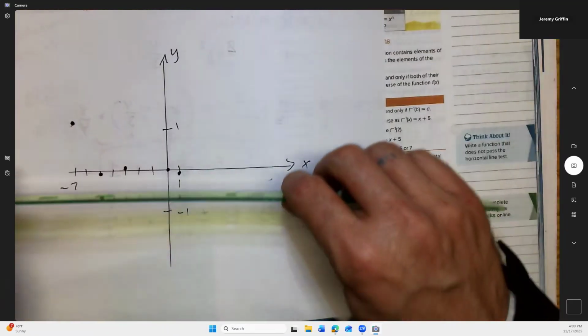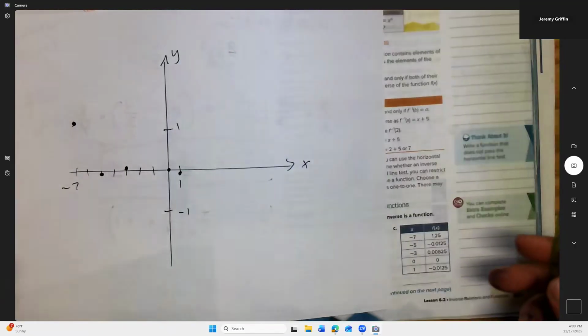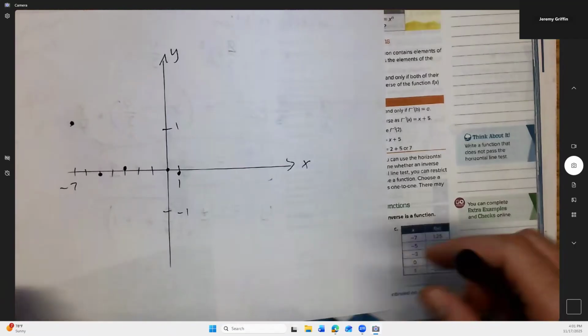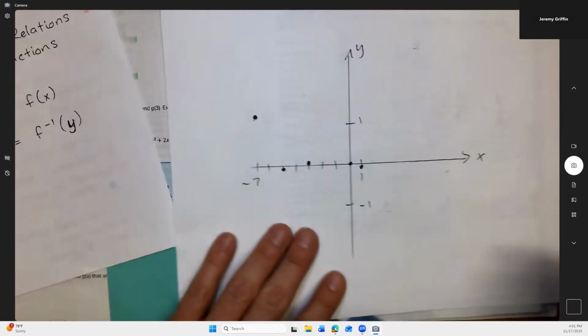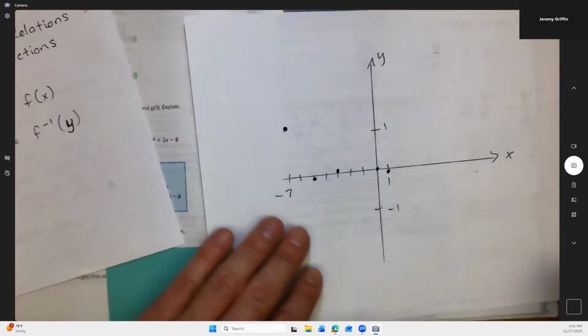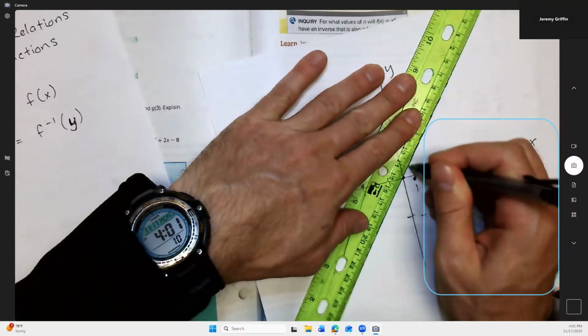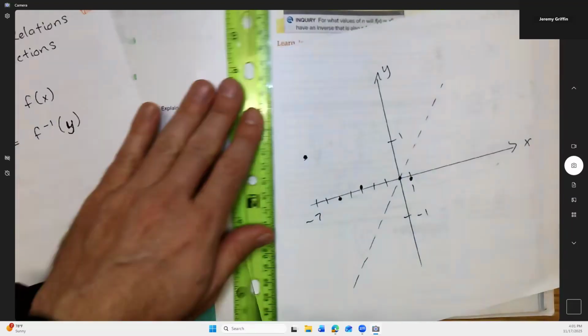So it fails the horizontal line test, which means that when I swap all the x and y and make an inverse relationship, that would fail the vertical line test. Let me show you guys the rotate the paper trick. I have writing on the other side of this paper, so when I flip the paper, just ignore the writing that's there.